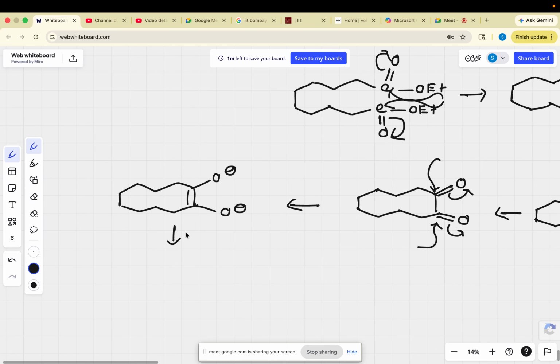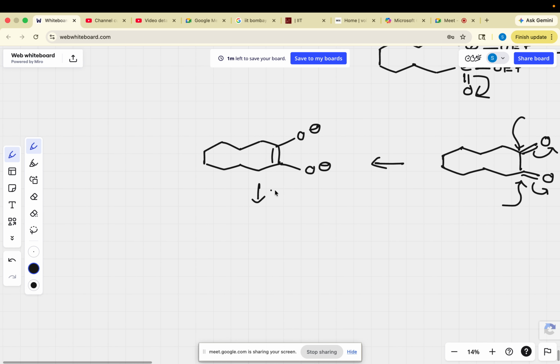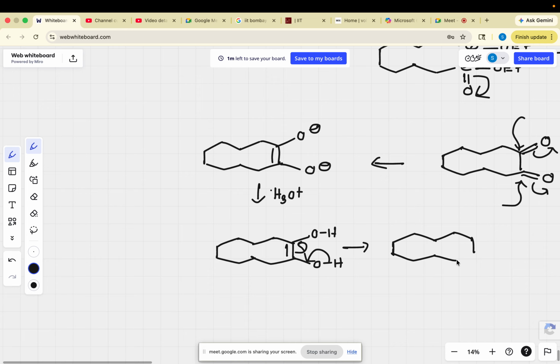Now you have no proton source, because in the second step we are giving hydrolysis, or workup. So in presence of H3O plus, what will you get? OH. Here also you have OH. So if OH is in conjugation with a double bond, here I will get double bond O, here I have OH. So this is your alpha hydroxy ketone. Correct.